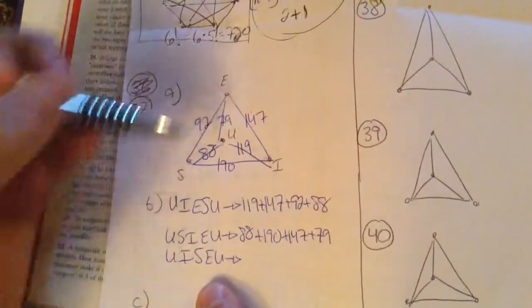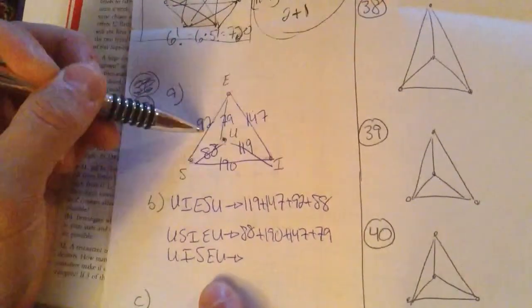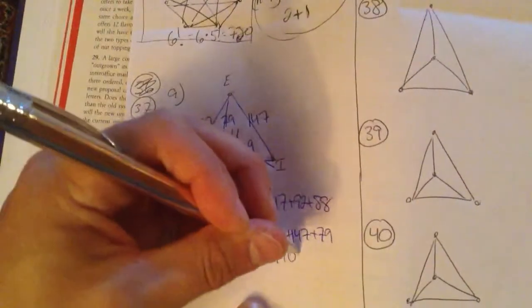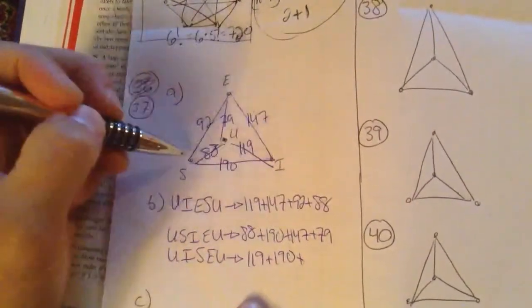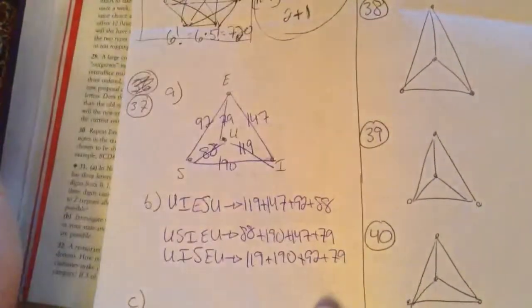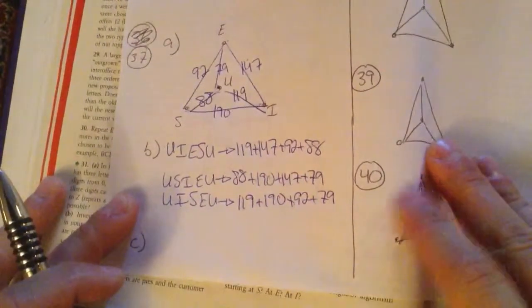And UISEU is 119, 190, 92, 79. 190, 92, 79. So those are the 3 possible paths we could take around this.